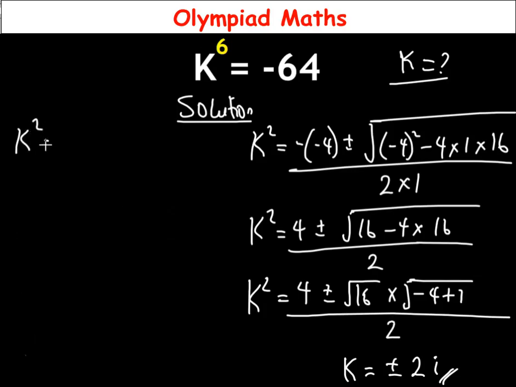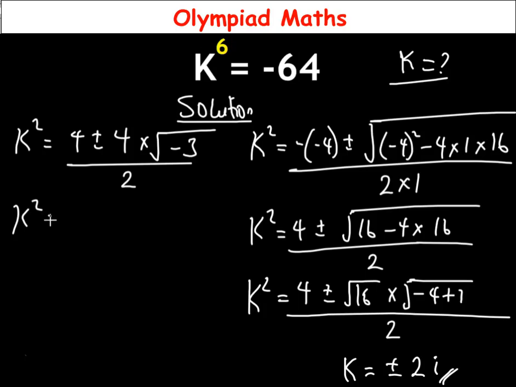k squared is then equal to 4 plus or minus the square root of 16 is 4 times root of minus 4 plus 1 is minus 3, then all over 2. With this, k squared is then equal to 4 divided by 2 is 2, plus or minus 4 divided by 2 is 2 times root minus 3. But then, we are asked to solve for the value of k, not k squared.